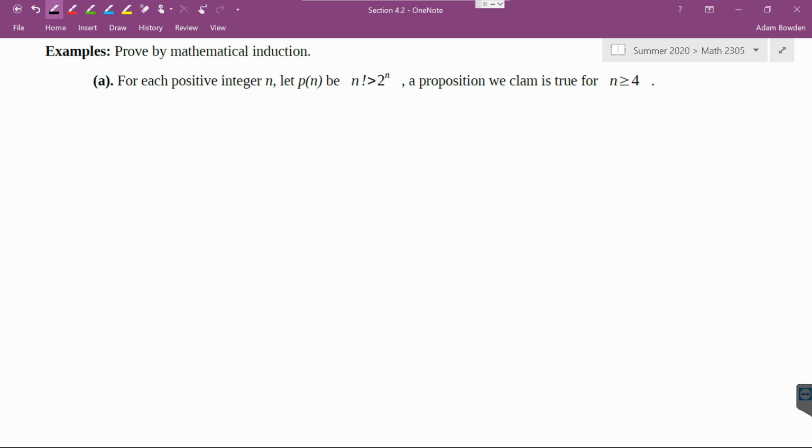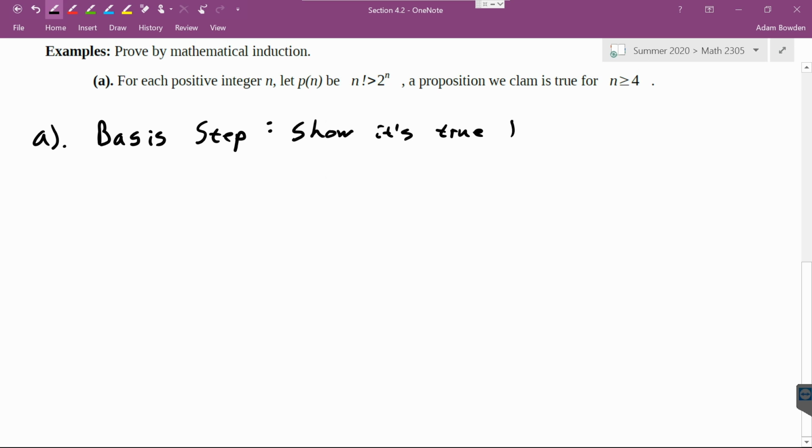So let me show you our first example of proof by mathematical induction. It says for each positive integer n, let P of n, our proposition to be proven, be n factorial is greater than 2 to the n power. And we want to claim this is true for n greater than or equal to 4. Okay, so the first thing I do is the basis step, or the base step as I sometimes call it. The basis step is to start with the first number, which is 4. So we're going to show it's true for n equal to 4.